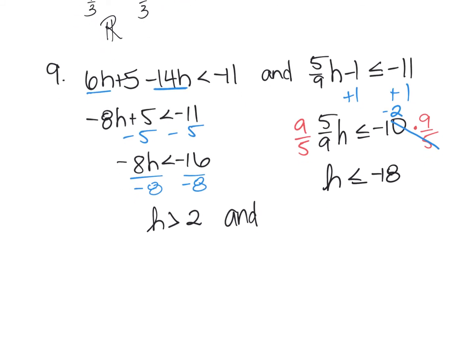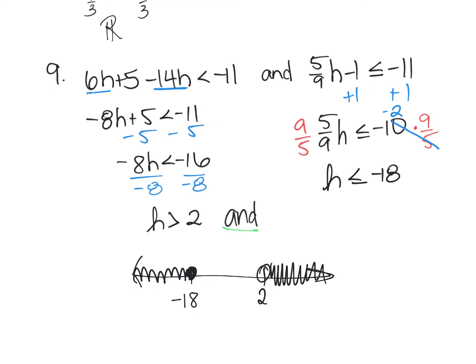Okay, so I have negative 18, closed circle, less than, 2, open circle, greater than. This is an and, right? That means we're looking for overlap. What happens when there's no overlap and it's an and? It is no solution. Very good.